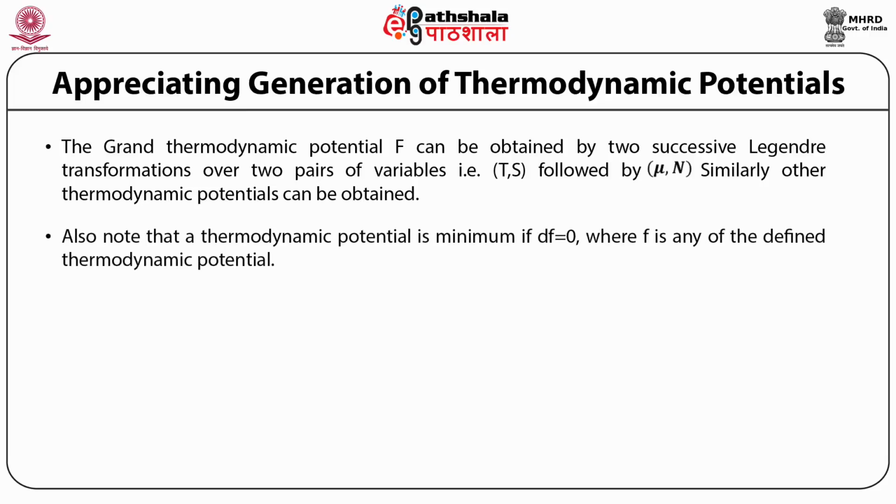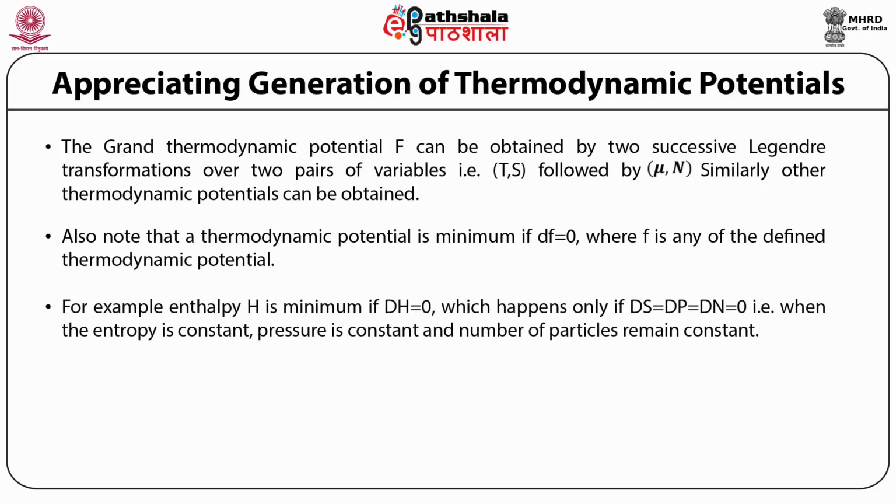Also note that a thermodynamic potential is minimum if dF is equal to 0, where F is any of the defined thermodynamic potentials. For example, enthalpy H is minimum if dH is equal to 0, which happens only if dS is equal to dP is equal to dN is equal to 0. That is, when the entropy is constant, pressure is constant, and number of particles remain constant.